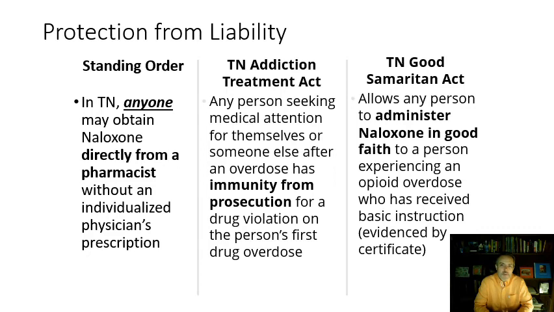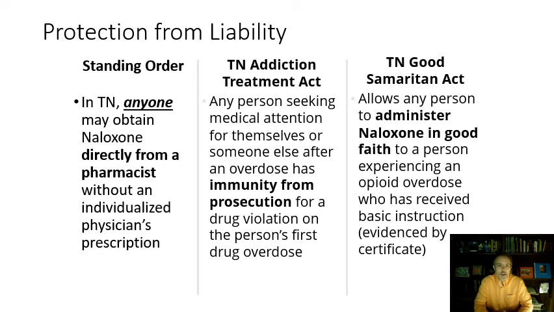There's also the Tennessee Good Samaritan Act, and this allows any person to administer naloxone in good faith to a person experiencing an opioid overdose who has received basic instruction, evidenced by a certificate. So by doing this training right now, that is basic instruction, and you can go to the Tennessee Department of Mental Health and Substance Abuse Services website and print out a certificate that shows that you've been trained and you can administer naloxone or Narcan to a person in need.